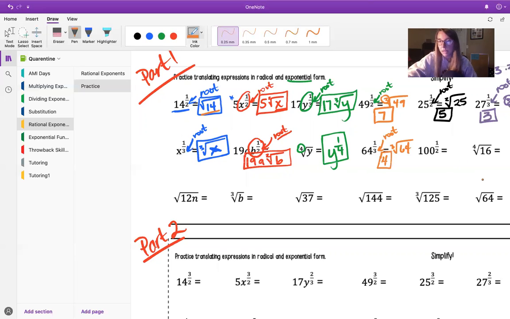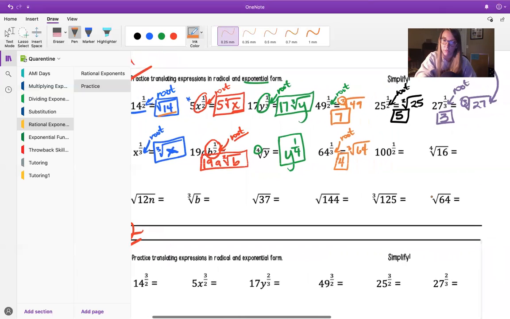Now, if you just don't know that off the top of your head, again, download the TI-84 calculator app on your phone. It's free. Do it. It will help.